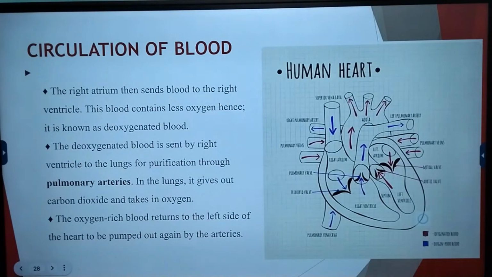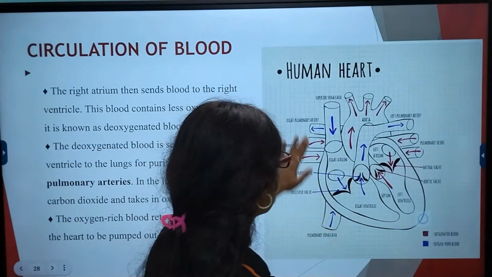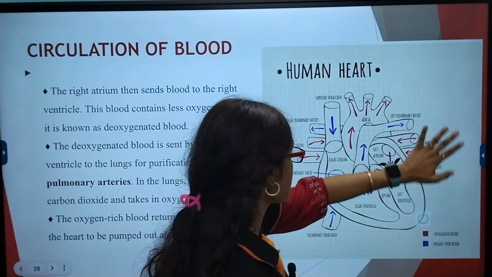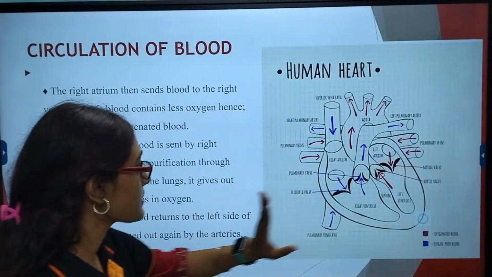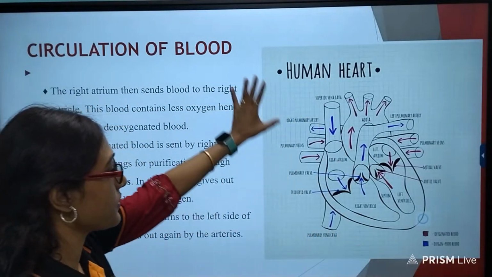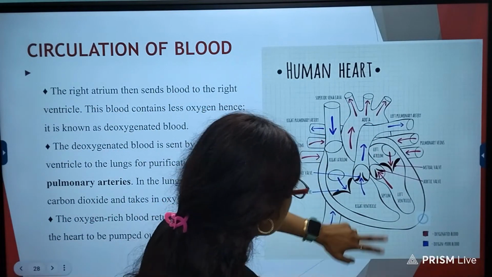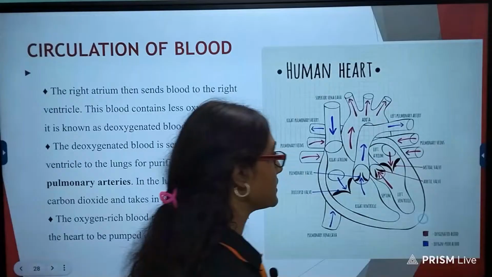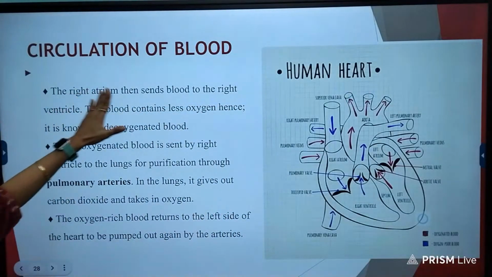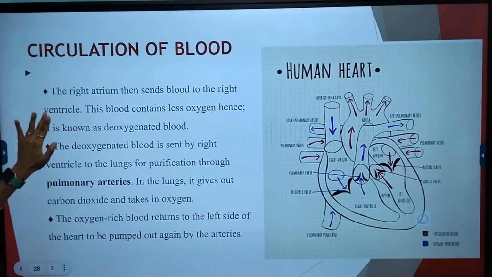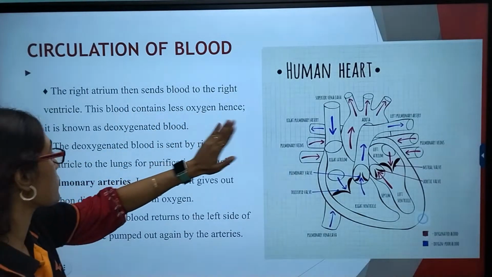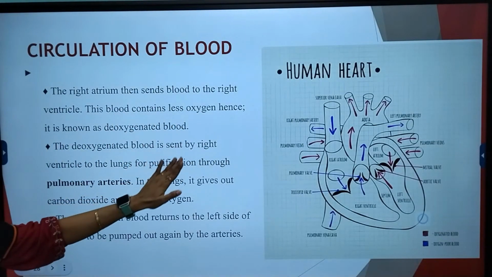I think you have understood it well. See the picture of the human heart, how this takes place. You can take a screenshot. It is an easier picture for you to draw. The pink color shows oxygenated blood and the blue color shows deoxygenated blood. The right atrium then sends blood to the right ventricle. This blood contains less oxygen, hence it is known as deoxygenated blood.